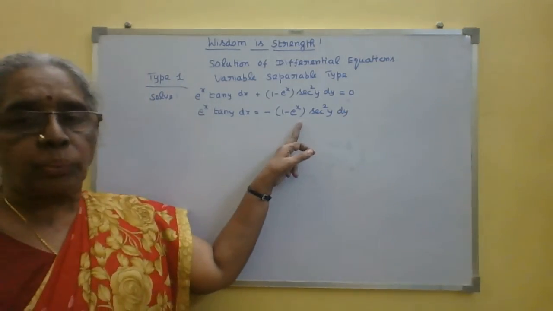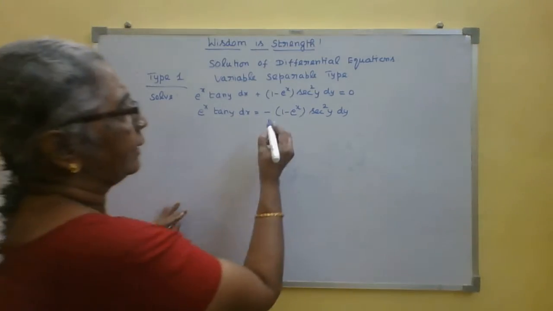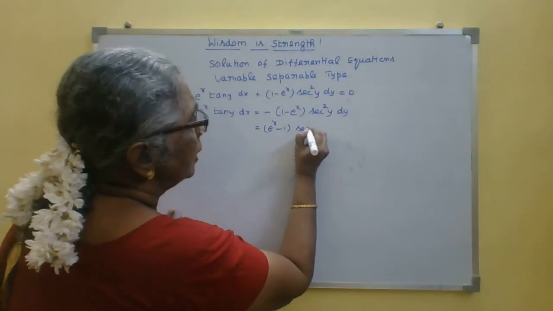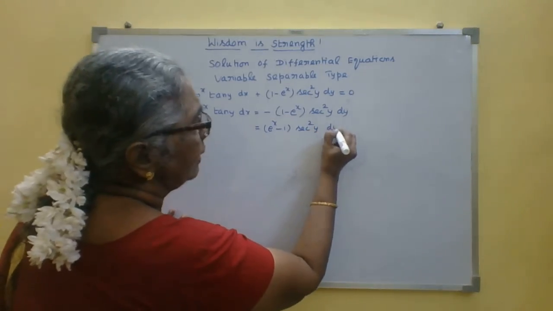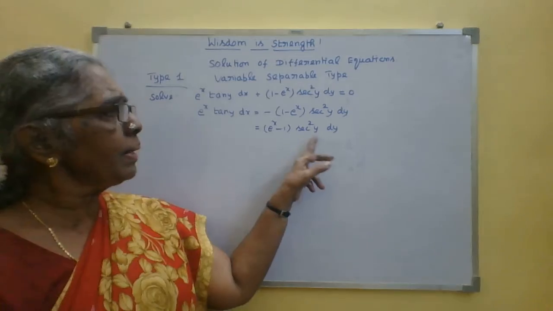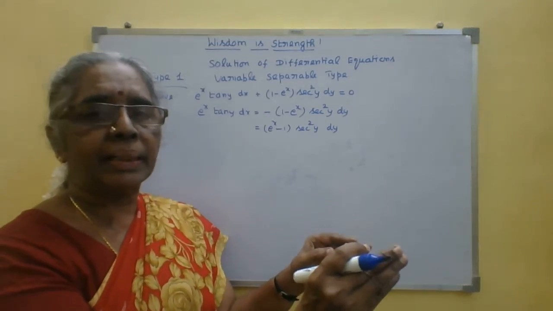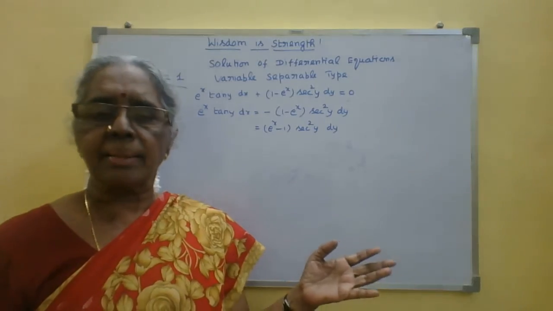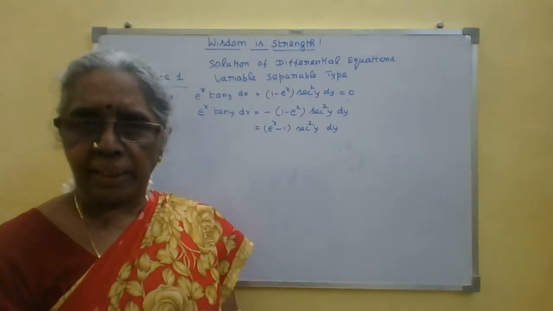This minus you can bring into the bracket so that you will be getting e power x minus 1 into secant squared y dy. Now if you look at the terms, the x term and the y term are only in multiplication, they are a product. Similarly here. So it's actually easy. You will be able to separate the variables.